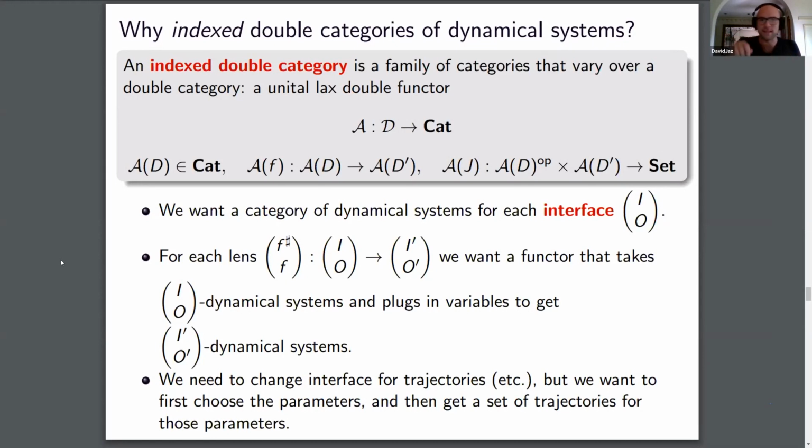The lens says plug this into that, and gives us an I prime O prime dynamical system. And then finally, we need to be able to change our interface. So if our category of dynamical systems with interface IO, these morphisms are going to preserve the interface. But in order to talk about trajectories and steady states and stuff, we need to change our interface. So the interface of a trajectory was the real line. So we need to be able to change that.